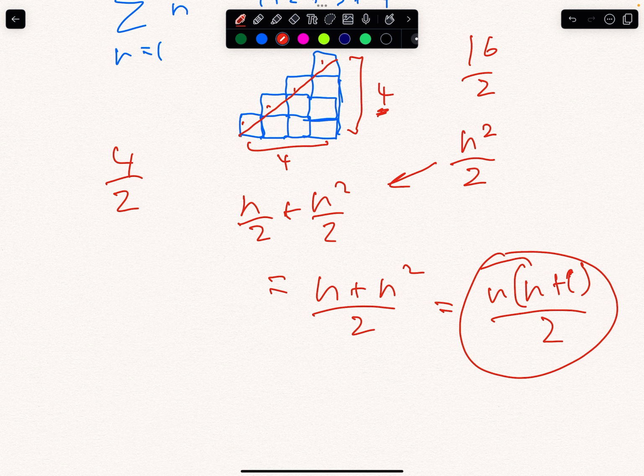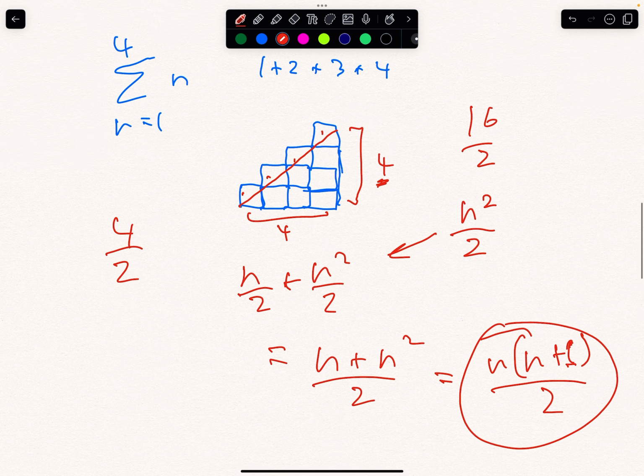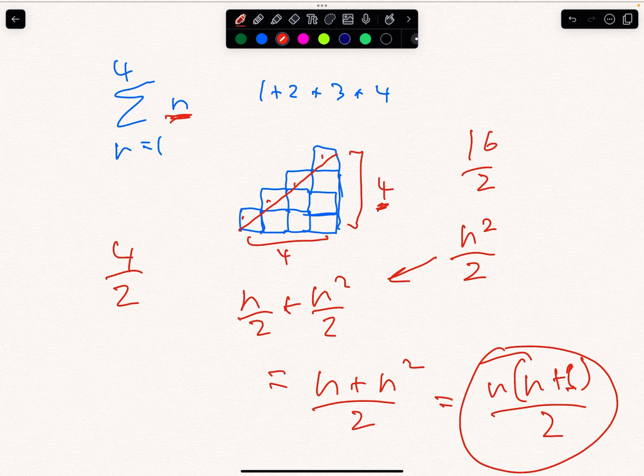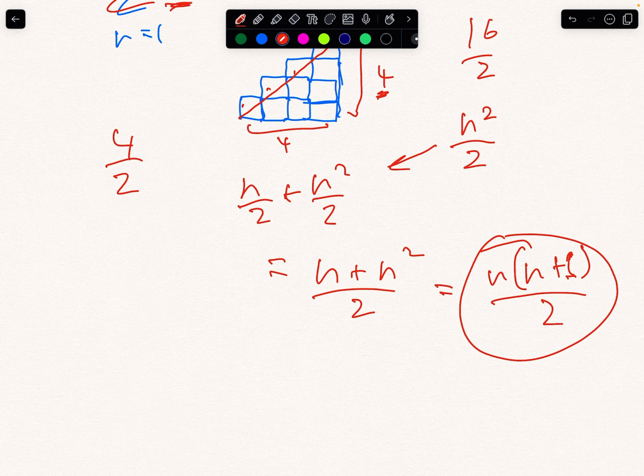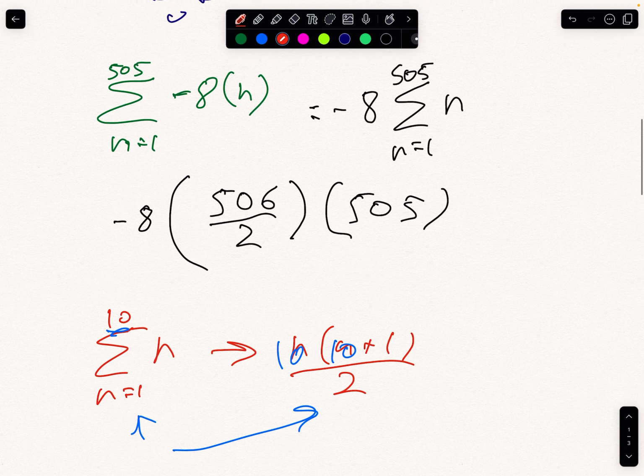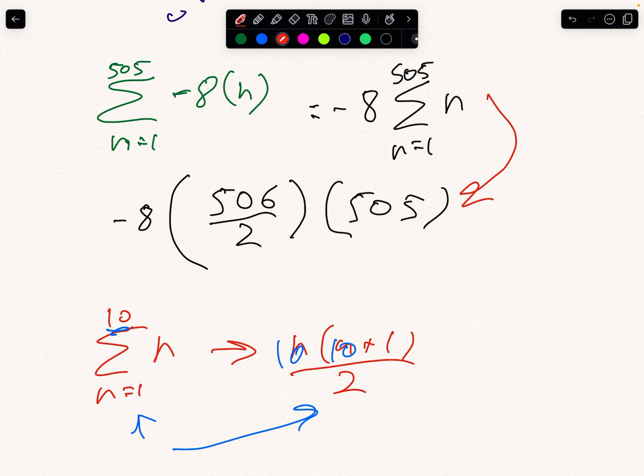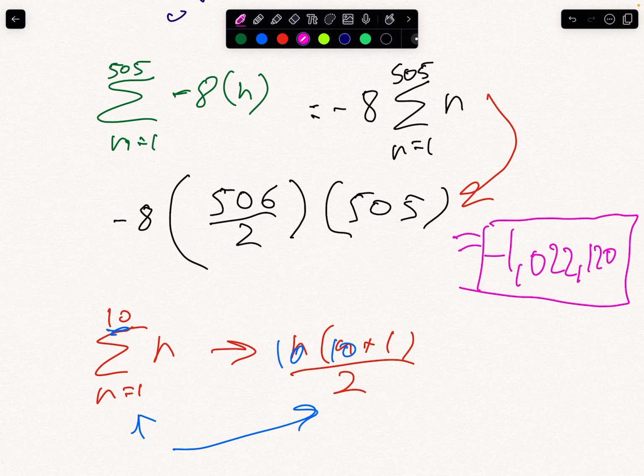So I just offered a geometric or visual proof for why, if you just have a variable raised to the first power under this summation notation, it is equal to n times n plus 1 over 2, which is exactly what I did over here to get from this ugly expression to something that we can calculate. And you're going to have to take my word for it here, but this ugly expression is equal to negative 1,022,120. So this would be your answer.